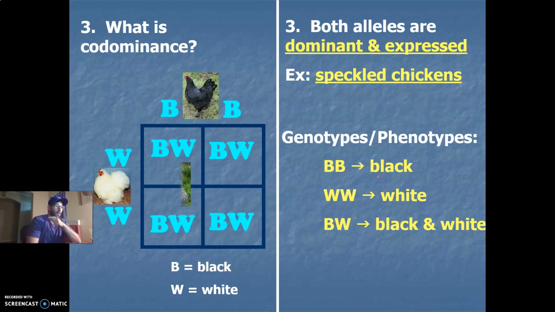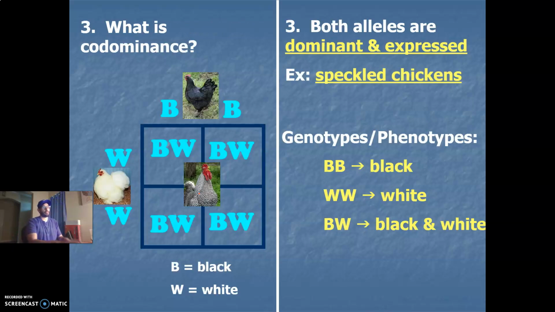There's our black chicken or white chicken, and we end up with what's called speckled. It's not gray, because you would assume that black and white, when you do your colors, makes gray. This is not a gray chicken, it's a speckled chicken. It has black and white. This is called codominant.